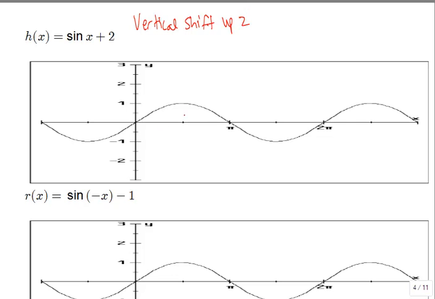So we're going to take this normal sine curve. We're not changing the period. We're not changing the amplitude. We're not doing a phase shift. We're just taking this graph and we're raising it up 2 units.